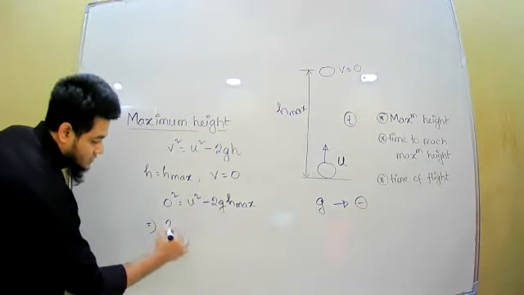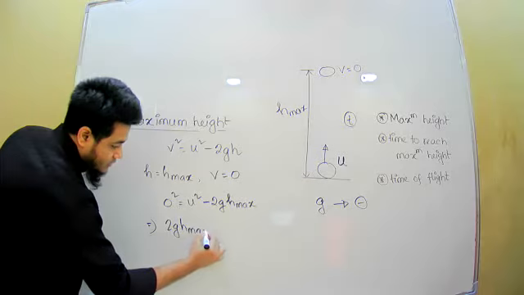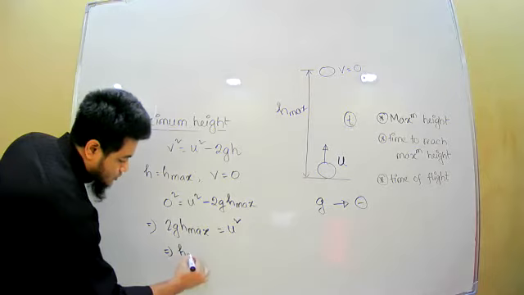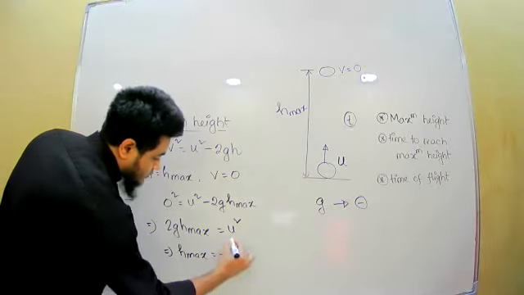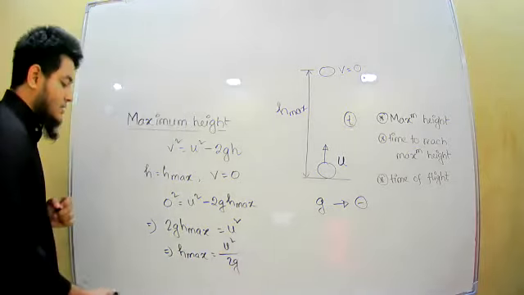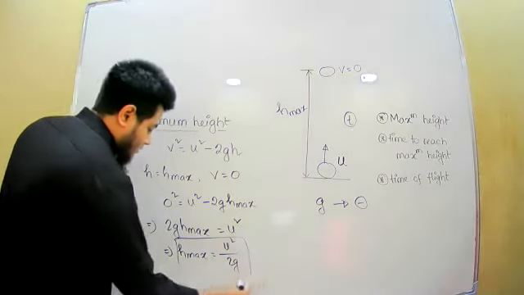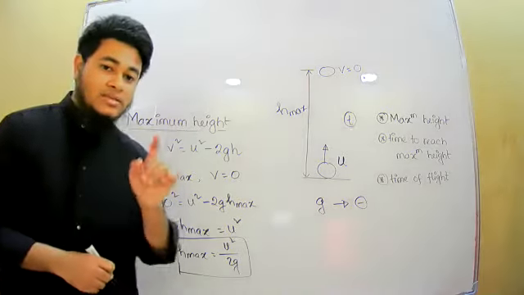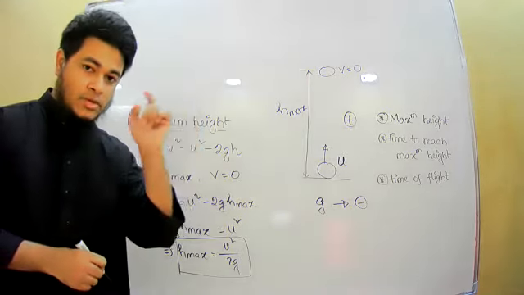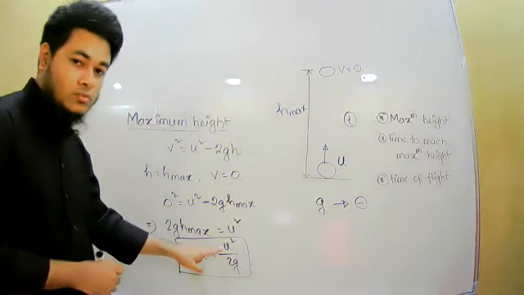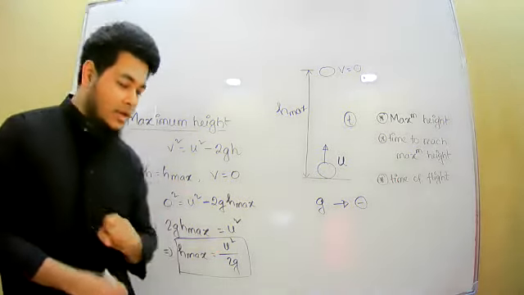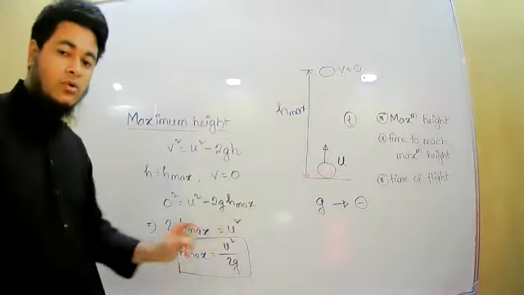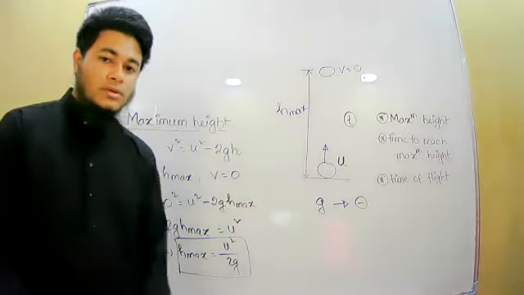Then if we change the side, it will become positive on this side. So H max is equal to U square divided by 2g. This is the formula. I will box it. This formula you need to keep in your mind. Whenever you are asked to find the maximum height of a vertically projected body, you need to know the value of U. This is the only data that you need. If you know at what velocity the body has been thrown in the upward direction, then you can easily find out the maximum height that it will go. Is it clear?